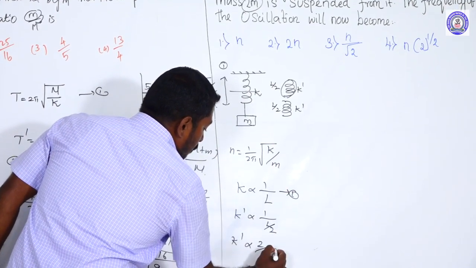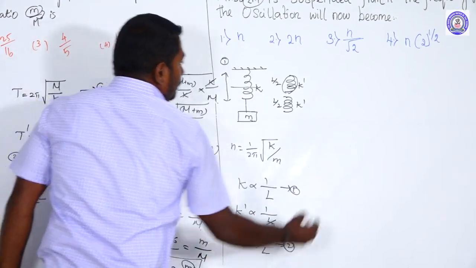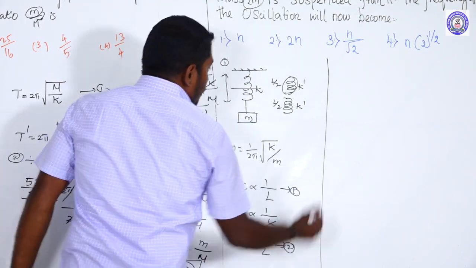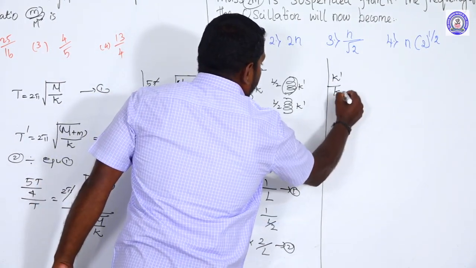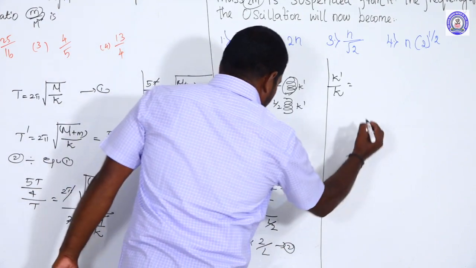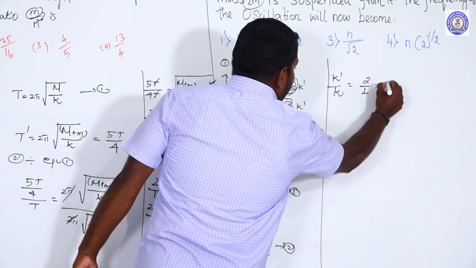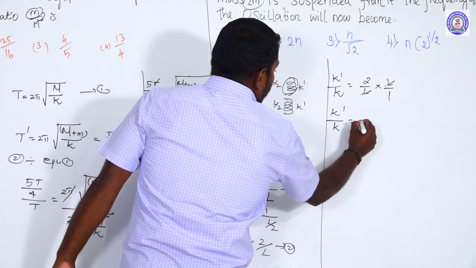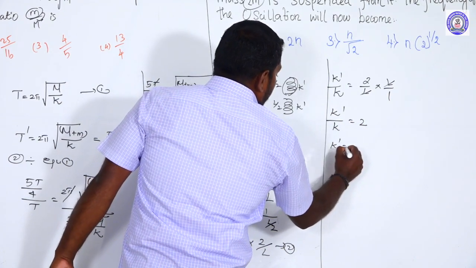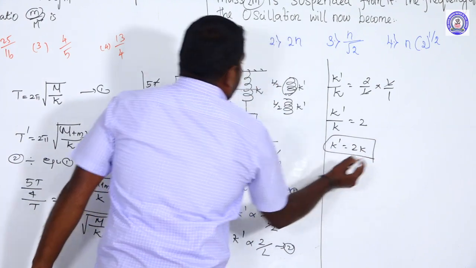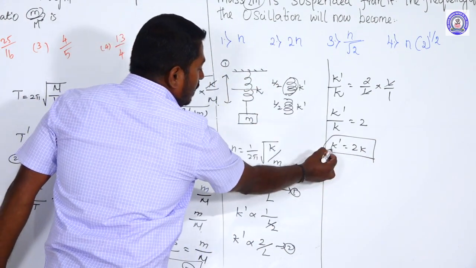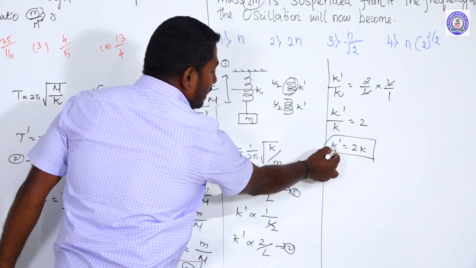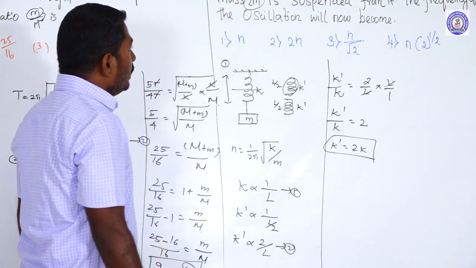This is equation number 1. That is equation number 2. So K prime divided by K is equal to 2 divided by L into L divided by 1; L gets cancelled. K prime divided by K is equal to 2, so K prime is equal to 2K. Each segment possesses a spring constant, or force constant, or stiffness constant, K prime equal to 2K.